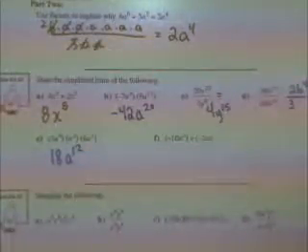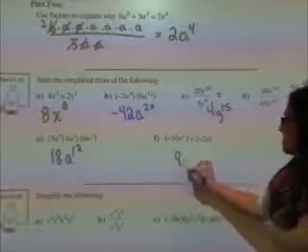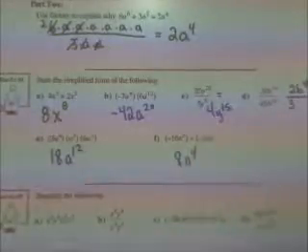Negative 16n to the power of 5 divided by negative 2n. Deleta. That is correct.